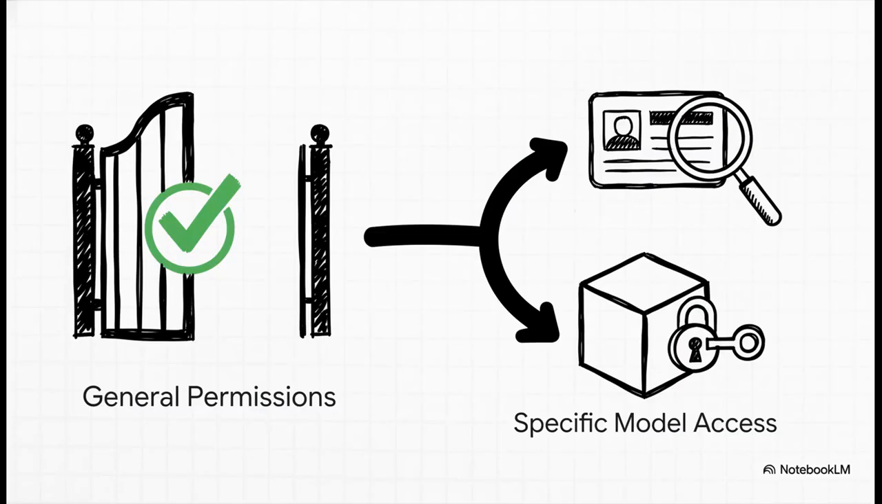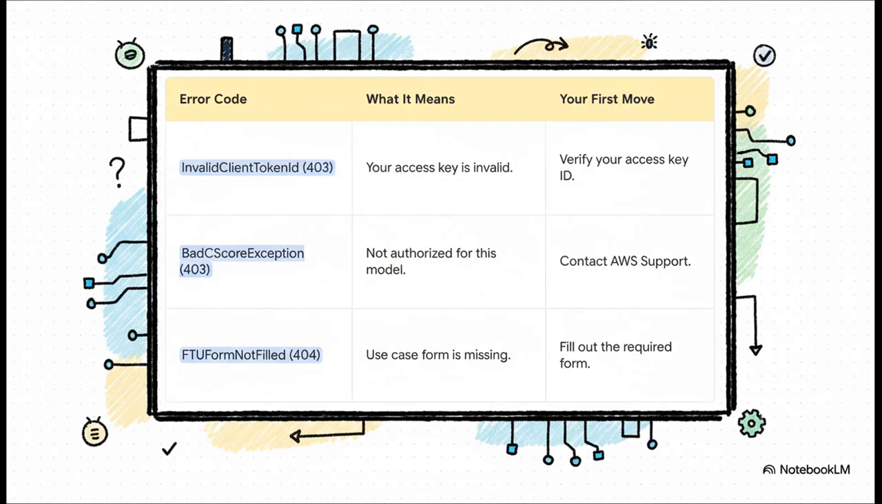All right, so beyond those general permissions, there are even more specific gatekeepers that check your actual credentials and whether you've been approved to use a particular model. Let's look at a few of those. And this table breaks down 3 really common ones. InvalidClientTokenId is pretty straightforward. You've got a typo in your access key. Just double check it.